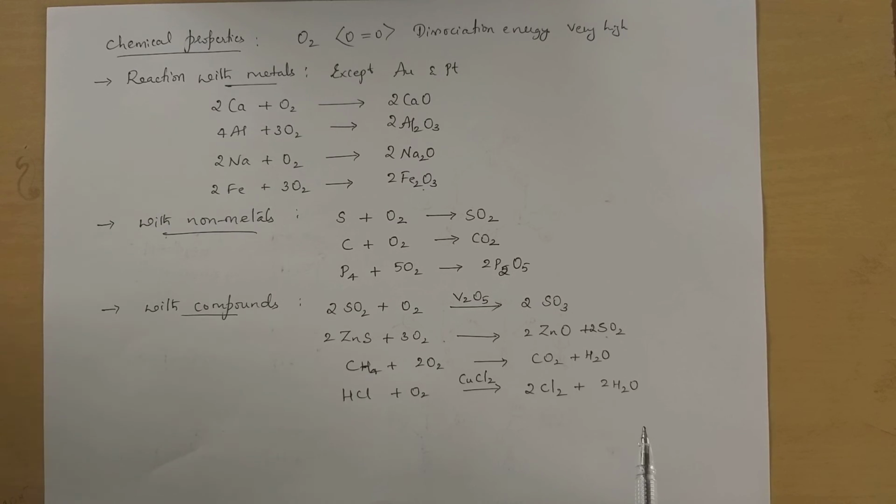Next, coming to uses. As we already know, it is very useful for our respiration. It is the most basic and important gas which we need in our life. It is used in the manufacture of steel. It is used for artificial respiration, where we can use it. It is used in the combustion of rocket fuels. Then in the preparation of oxyacetylene, a compound which is used for welding purposes. So these are the uses of dioxygen. So this is about dioxygen.